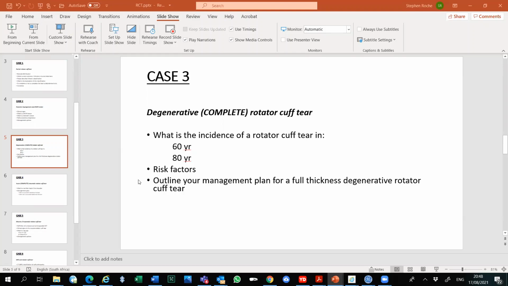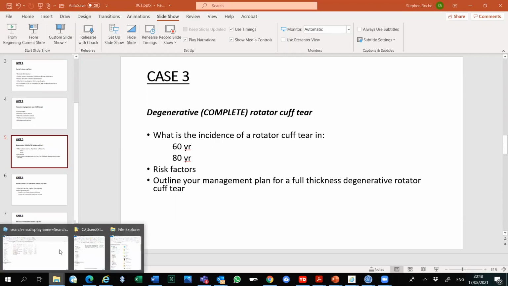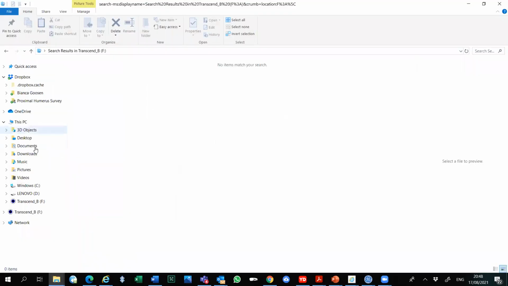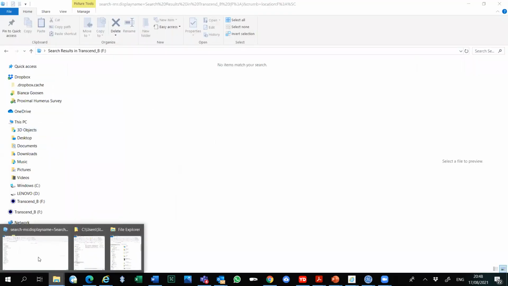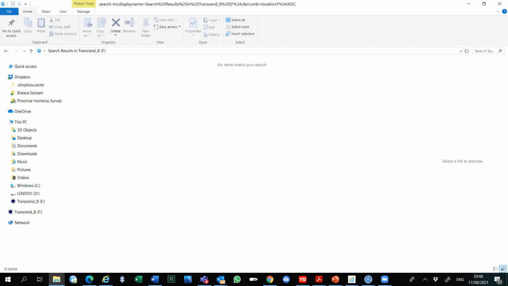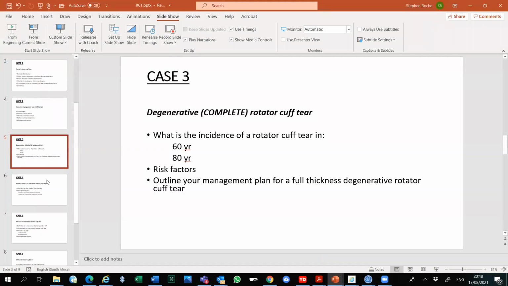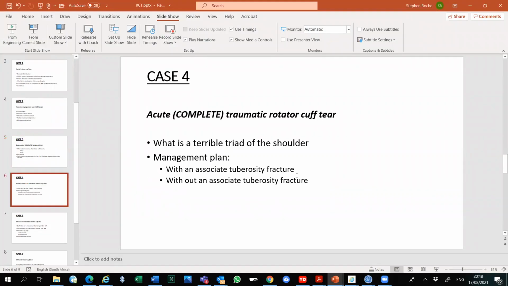Okay. Any more thoughts on massive rotator cuff tears? I mean, degenerative rotator cuff tears. Any thoughts? No thoughts? So let's go back. All right, so let's move on to traumatic rotator cuff tears.